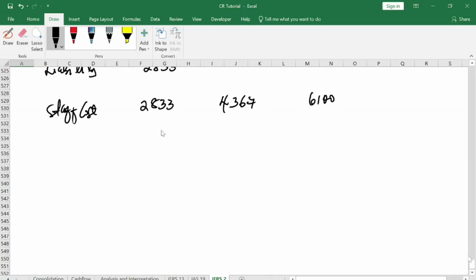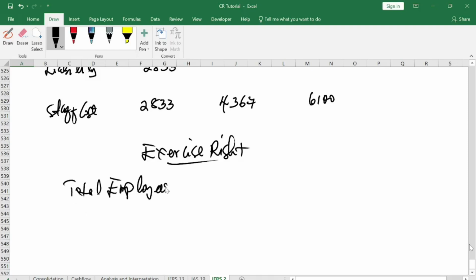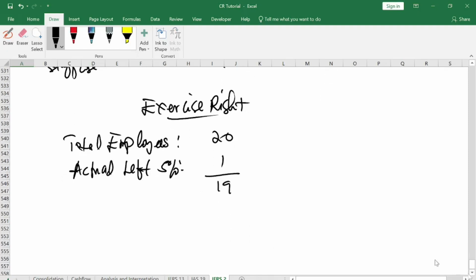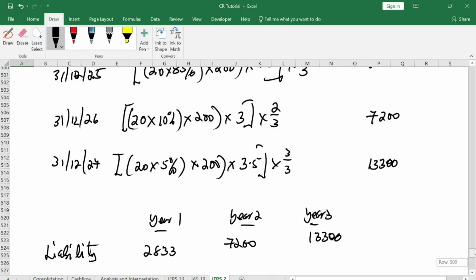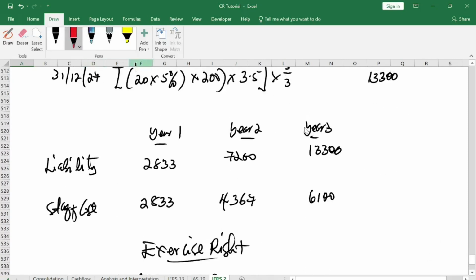Now you are done. So when you are done, they say somebody exercised their rights. Okay, so how many people? So all you have to do is find out how many employees left. You realize that the total employees are 20. And the actual employees who left is 5%, which is 1 employee. So you have 19 employees left with the company. And for these 19 employees, there is a liability for the company to settle. The company must settle this money.